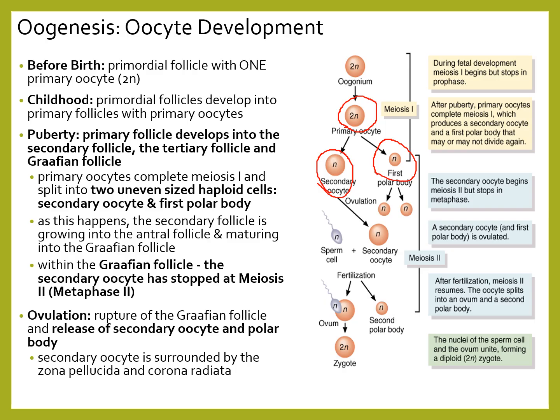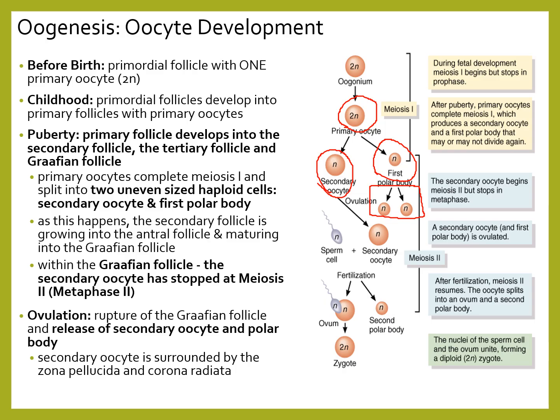Because both of these cells now are going to rapidly enter into meiosis II and attempt to complete it. The first polar body is going to get there. It's going to actually divide into two haploid cells, each of which contain one set of chromosomes, a little bit of cytoplasm, but they're junk. We don't want it. Our secondary oocyte is going to attempt to complete meiosis II, but it's only going to get to metaphase II.